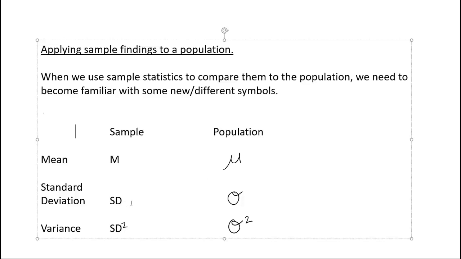The sample symbol for standard deviation is SD. The population symbol for standard deviation is sigma, a lowercase sigma. For variance, for the sample, it is SD squared. For the population, it is sigma squared. So these are symbols. They don't do any real math and they don't mean anything except to symbolize the difference between the sample mean and the population mean.